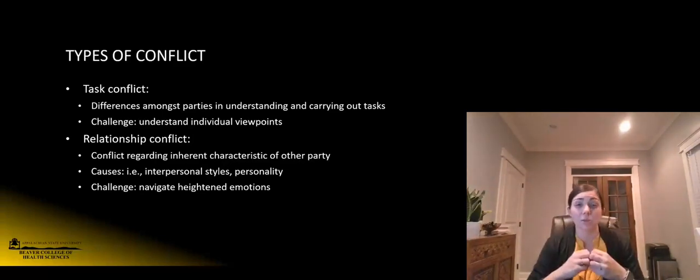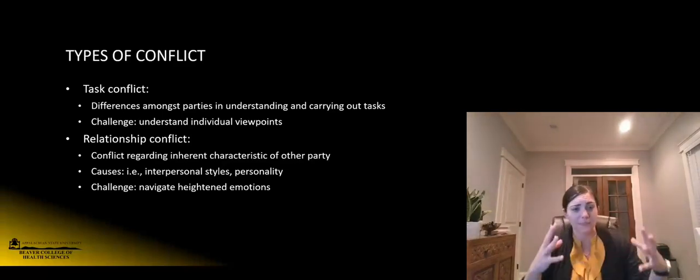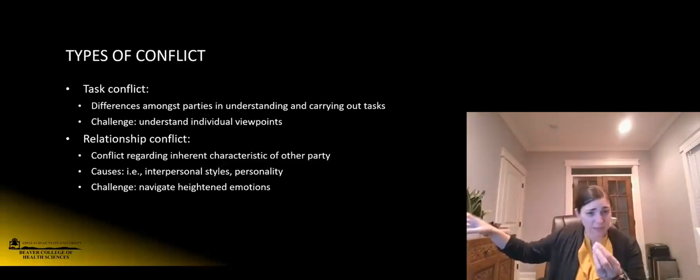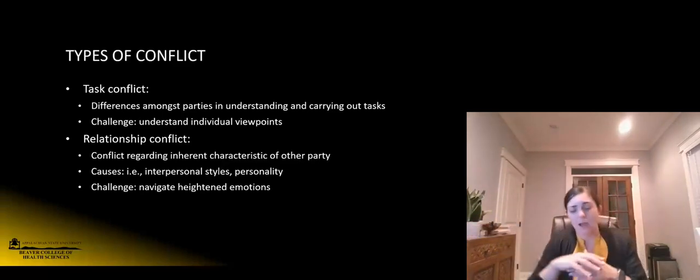On the other side, we have relationship conflict. And for me, this is broader and runs more deeply. This is when you have a fundamental conflict with someone else's work style or their personality. Maybe you've worked with them for a while and they just do not bring out the best in you. You get upset or aggravated by that person easily. And so there's more task conflict now because you already are upset. You're already irritated. And so we want to resolve that.